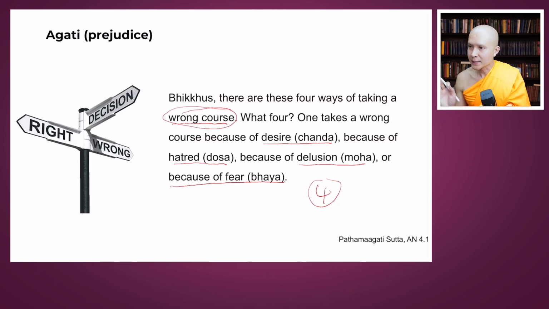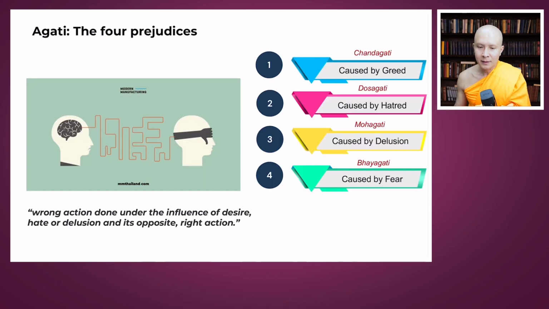If we make decisions based on these 4 driving factors, we're going to end up suffering, hurting ourselves and hurting people around us. Again, first, the decision caused by greed. Second, the decision caused by hatred or anger. Third, the decision caused by delusion or moha. And the last one, the decision caused by fear or bhaya. You see, chanda-gati, dosa-gati, moha-gati, and bhaya-gati in Pali.